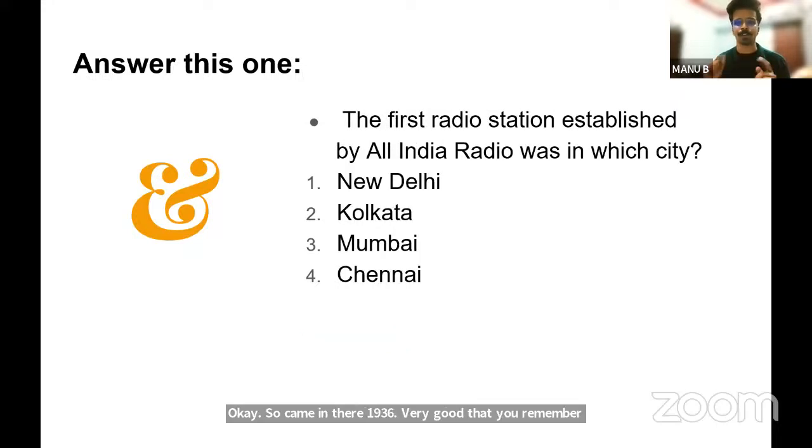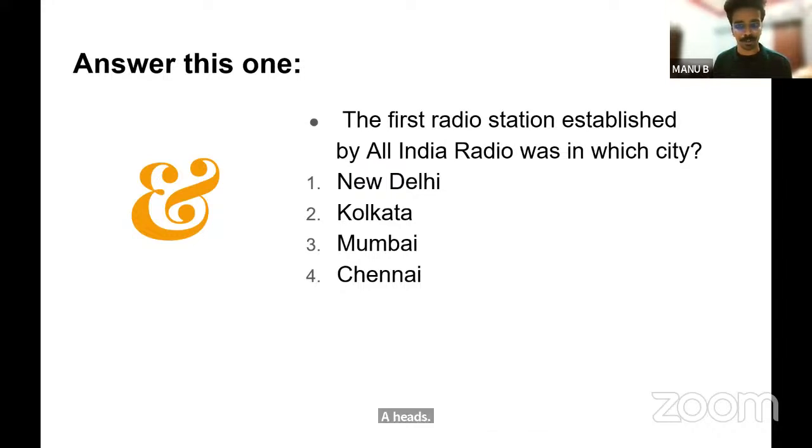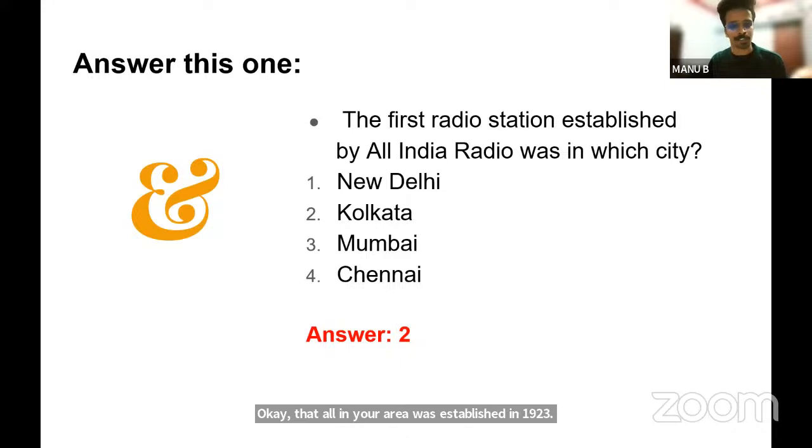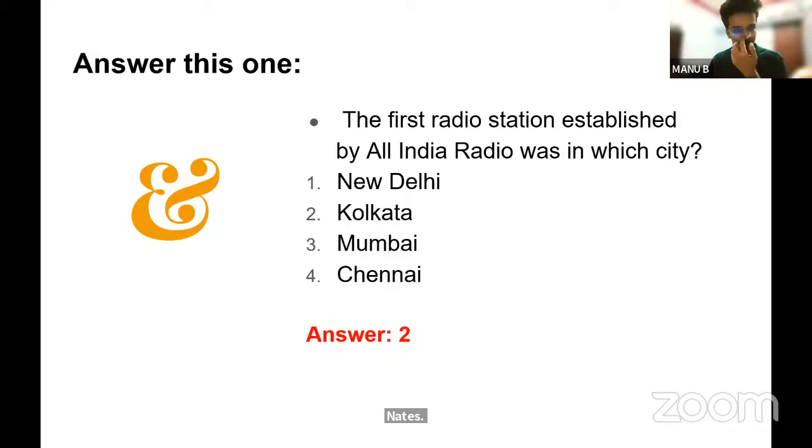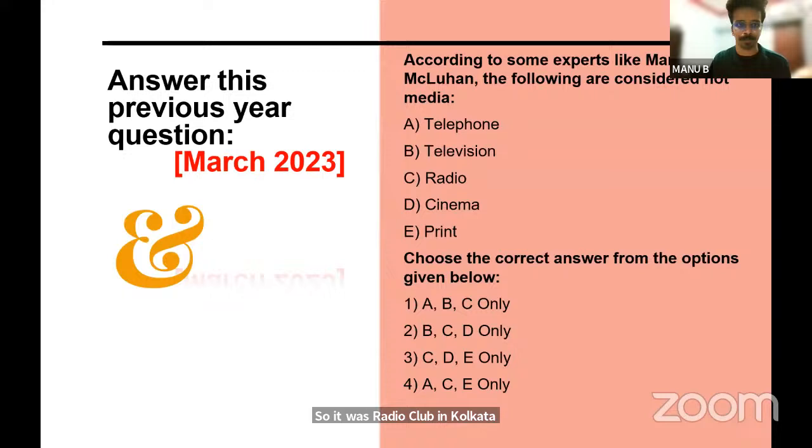Now, the first radio station was established in which city? I didn't mention that in the last question while explaining, because this question is coming ahead. So, which is that city? It is the Radio Club in Kolkata, established in 1923. So it was the Radio Club in Kolkata that was the first among the radios in the country.